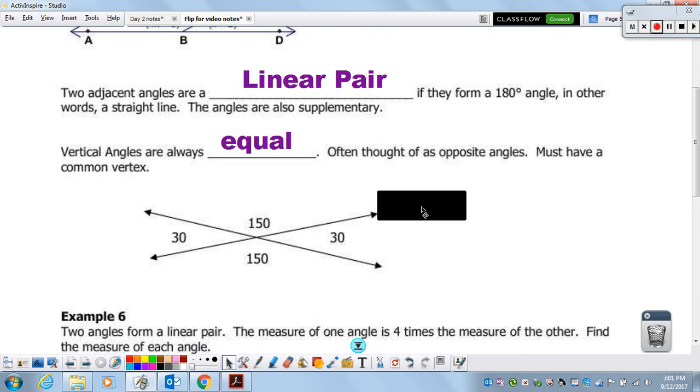Vertical angles are always equal or congruent. They're often thought of as opposite angles. They must have a common vertex. So in this picture, where we see two lines crossing, this angle and this angle are vertical angles. They're both 30 degrees. These two angles are also vertical angles. They're both 150. Notice the two next to each other, you can see a line and they're adjacent. They add up to 180.